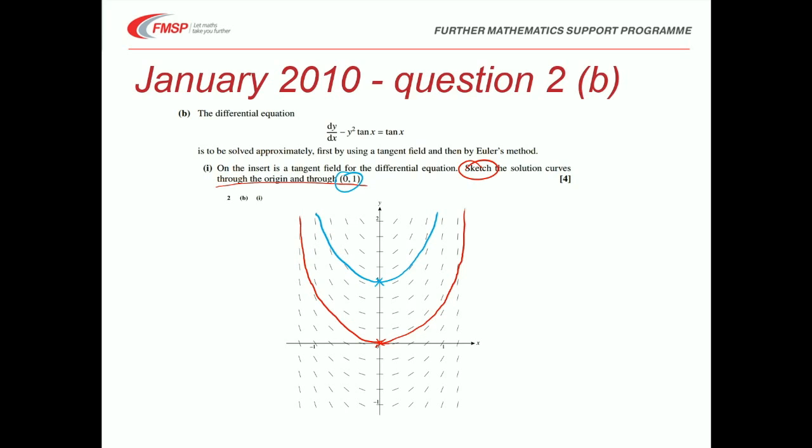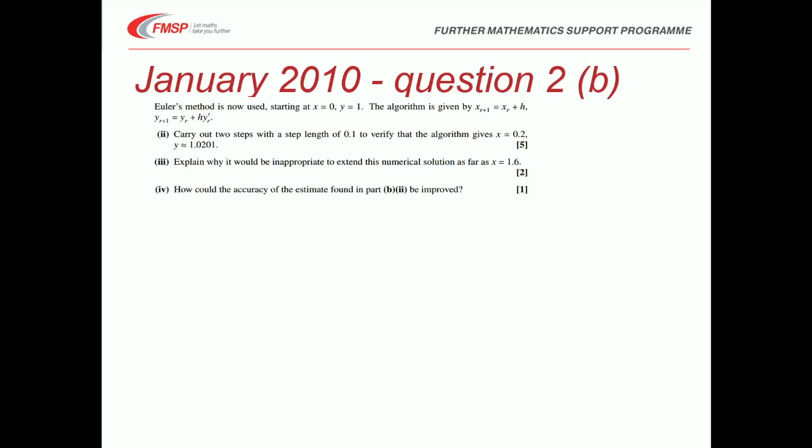And I think if your curves look something like that, you would get 4 marks, which is quite nice because that feels like a relatively easy 4 marks. I hope it feels doable to you. Let's have a look at the other bit of the question though, because that's the only tangent field they ask on this bit. The more involved bit is the Euler's method.